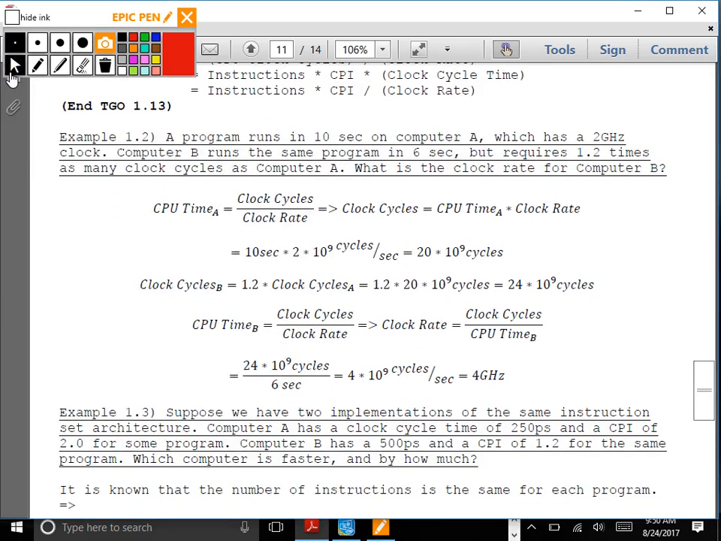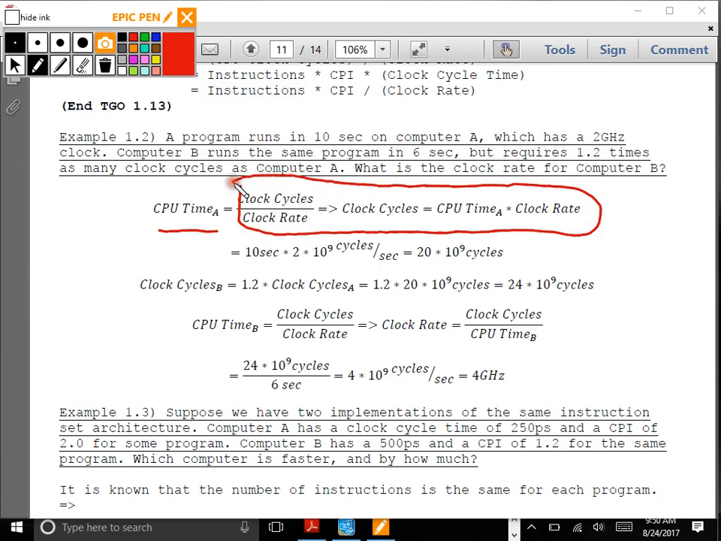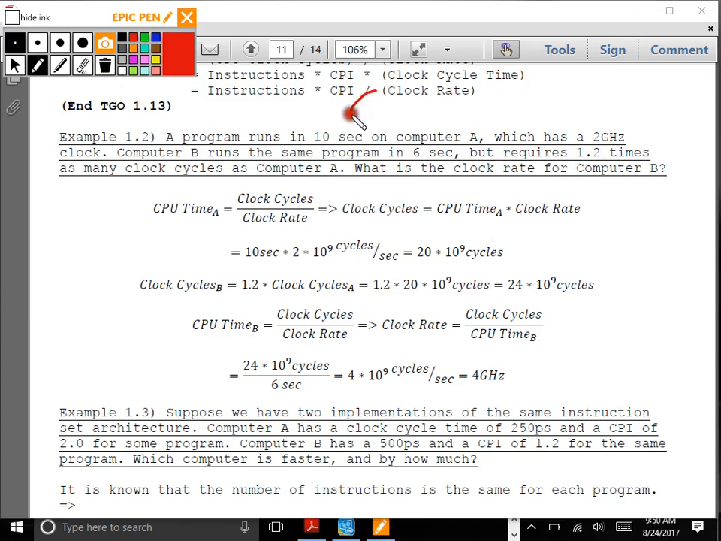So the CPU time of A. So what do we know? We know from the topical guide objective of these equations here. So we want to be able to get clock cycle. So the number of clock cycles is equal to the CPU time times the clock rate. We know that computer A runs the program in 10 seconds.